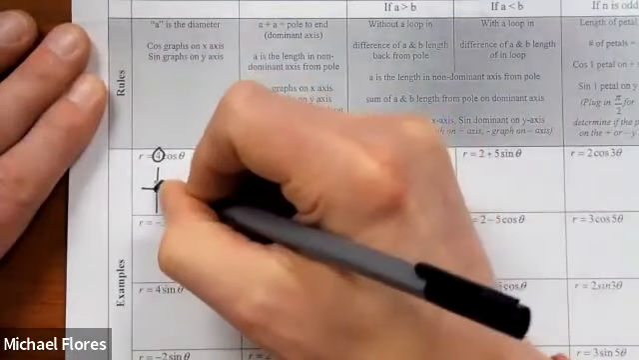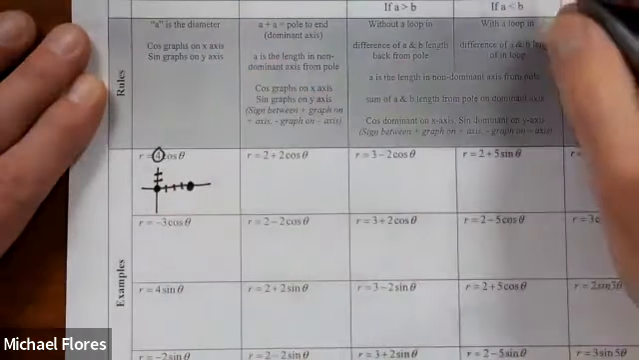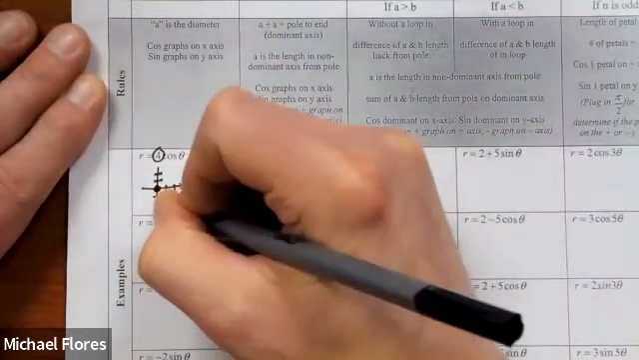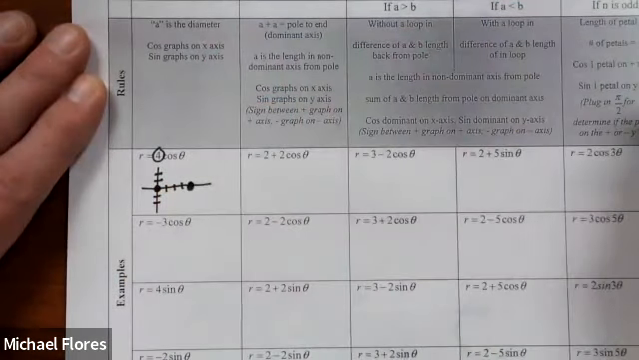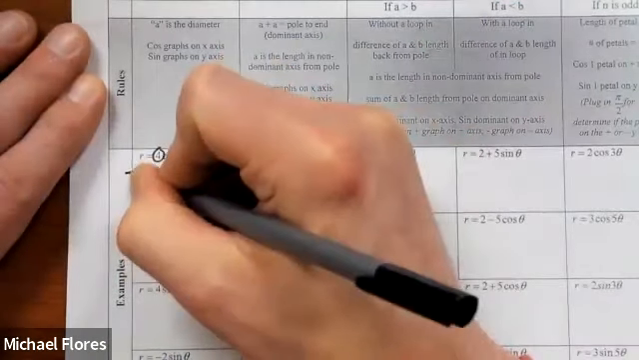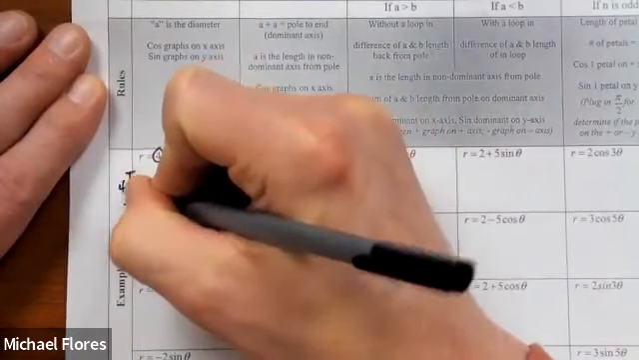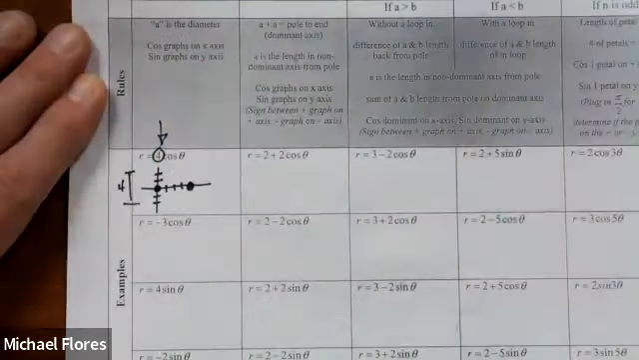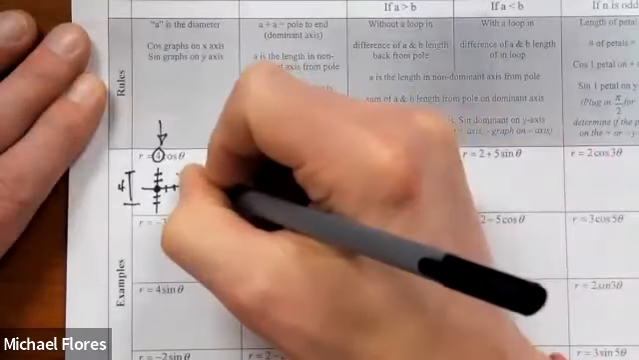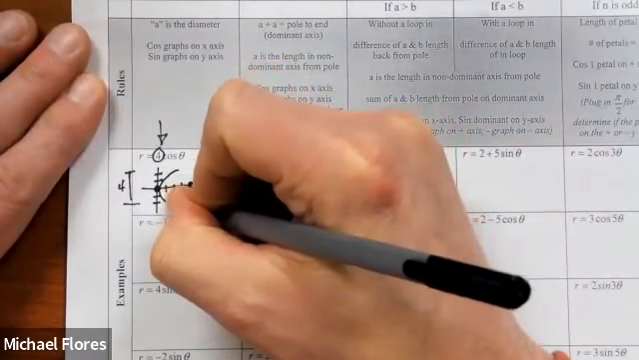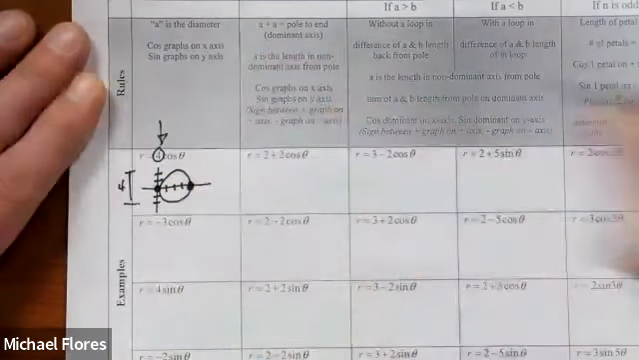Then we're going to go up 1, 2 spaces north of the pole and 1, 2 spaces south of the pole. Why did we do that? Because from here to here, the distance is 4, and that's our diameter. Now just do the best you can to graph a circle. Don't stress too much about it.